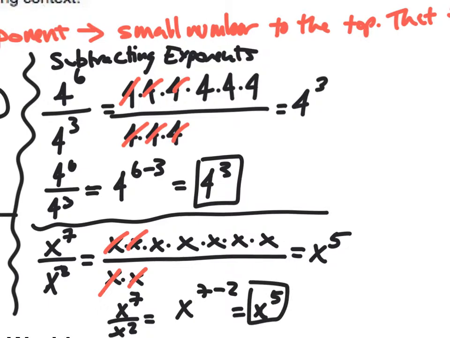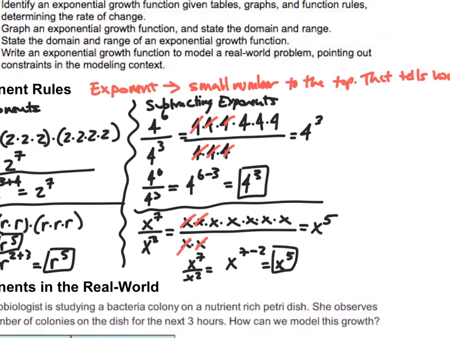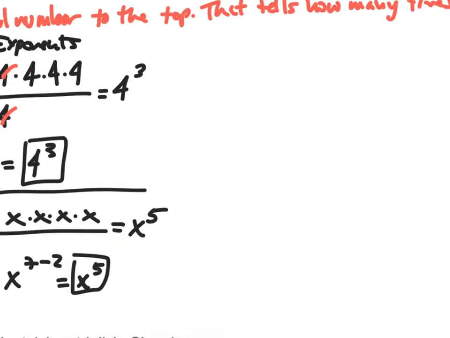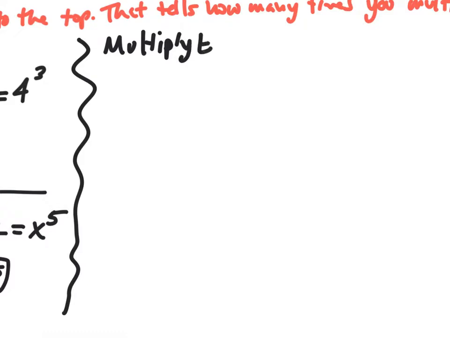Okay, so there's those. You can add exponents, you can subtract exponents. The other one you can do is multiply exponents. So if you multiply your exponents, let's say you've got x cubed, and you're raising that to the 4th power.